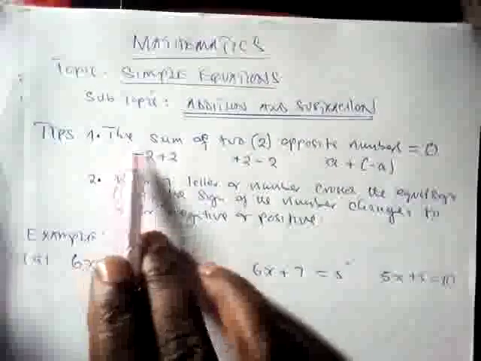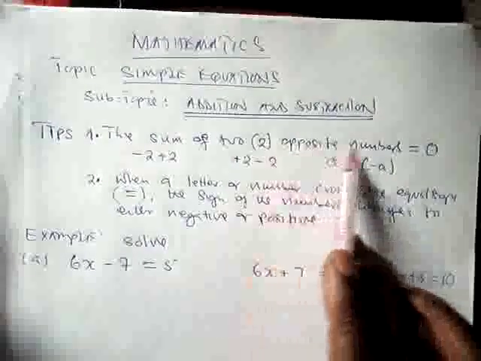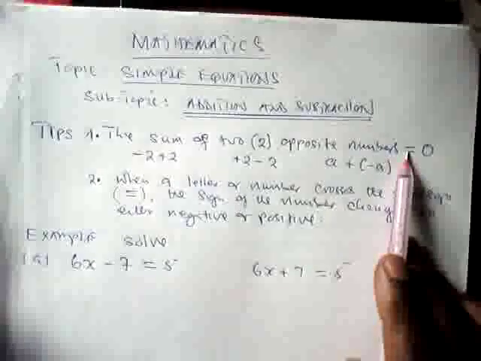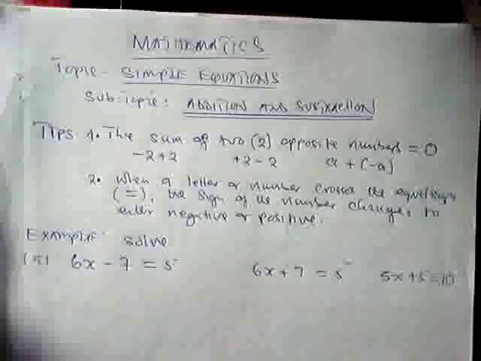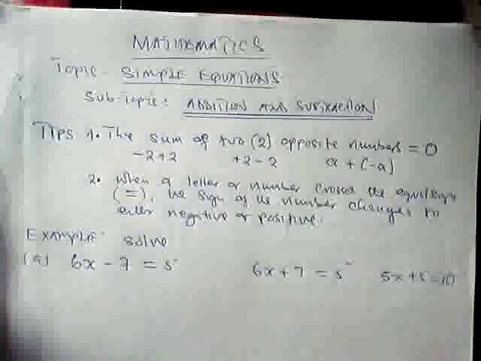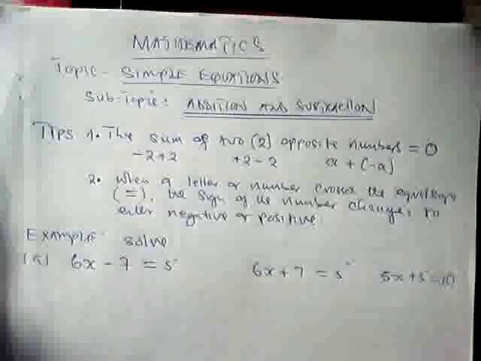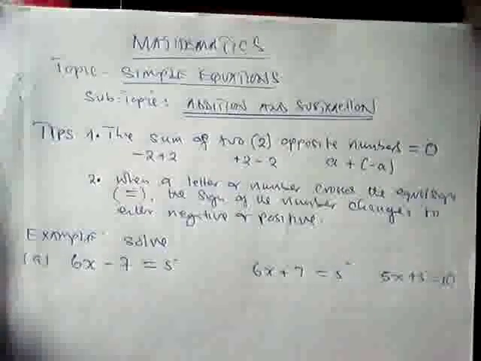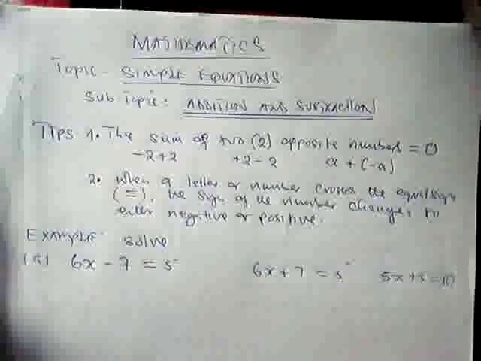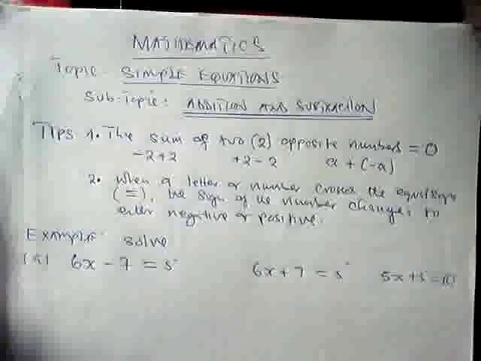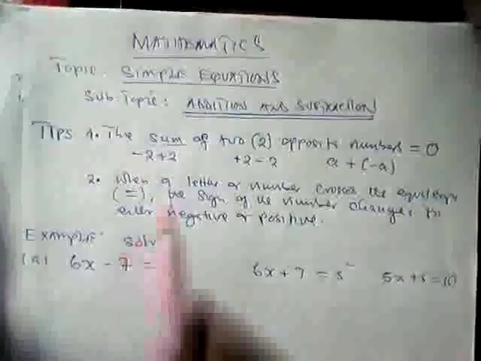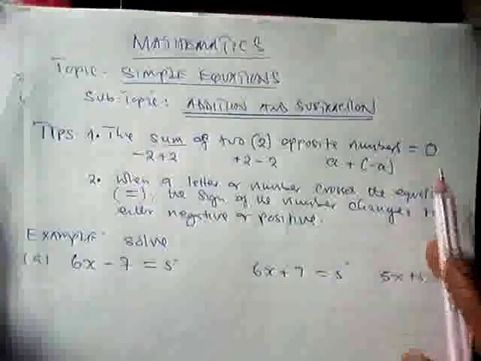Tip number 1: the sum of two opposite numbers is equal to 0. This is a rule that you should keep in mind. When you are adding two numbers with different signs but the same value, like 2 and 2 where one of them is negative, the result when you add them is 0. The sum is the answer or result that you get after adding, so it has to be 0.